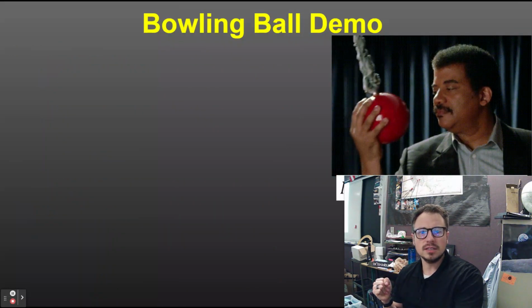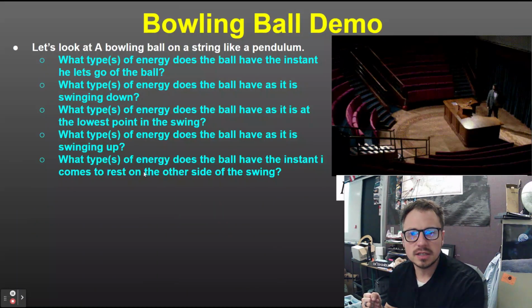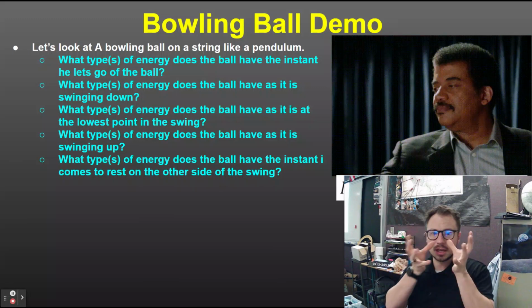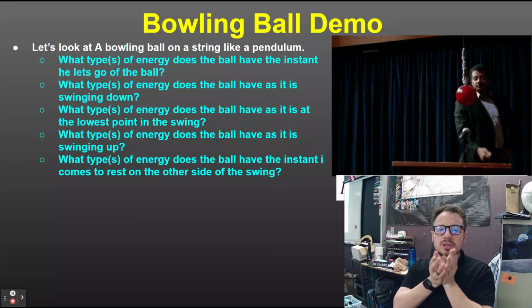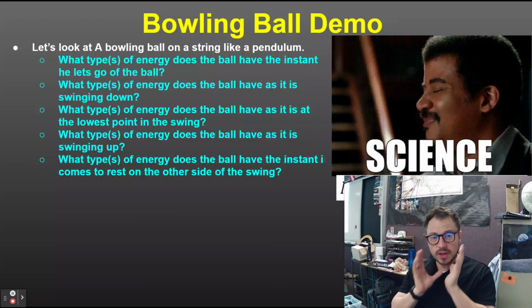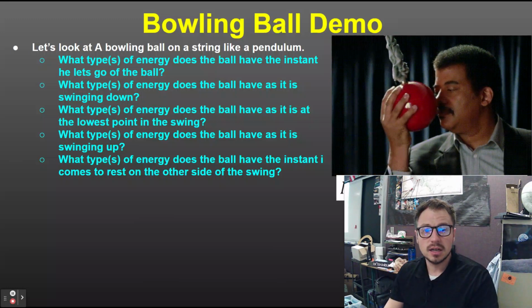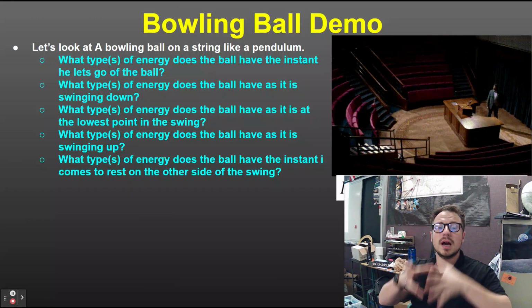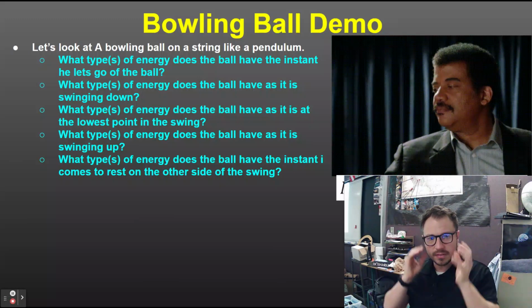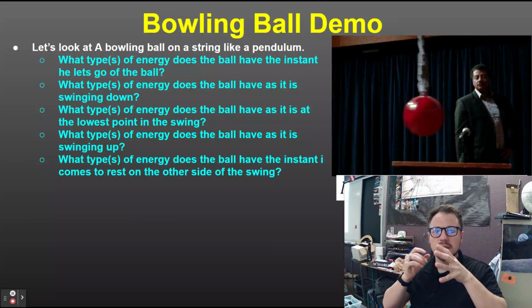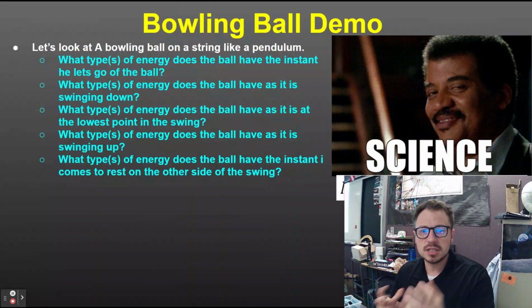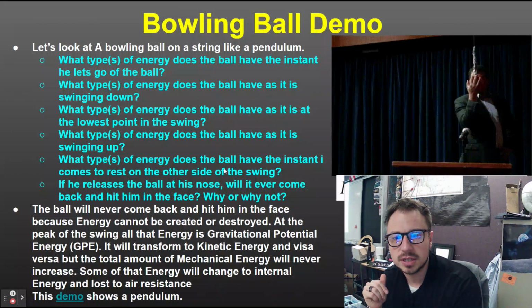So that's the bowling ball demo, right? You might have seen videos of this. What you do is take a bowling ball on a string, put it to your nose or your chin, and let it swing, and it's going to come back. Now, it's not going to hit your face if you have it in the same spot, because it's never going to be able to go beyond that point, because energy cannot be created. If all that energy is gravitational potential energy, it can't have more than that unless somebody pushes it. So this is that bowling ball demo that you've probably seen before.